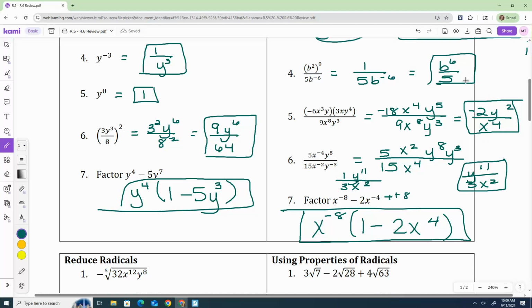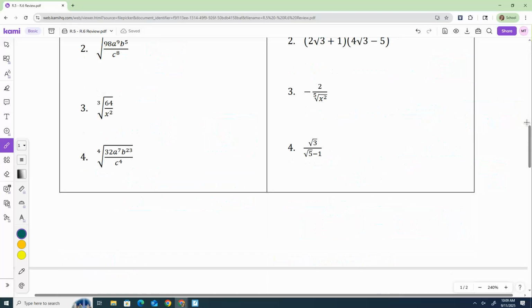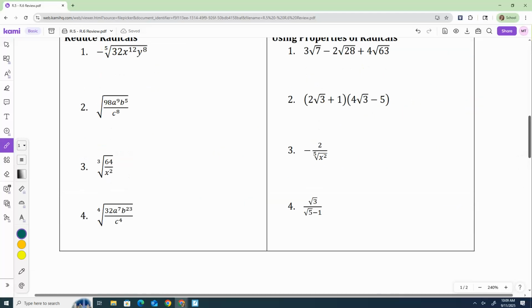Alright, let's go to the second half. So more radicals. That's what we spent the last 2 days working on. So remember, when we are reducing our radicals, as long as it's just a single term, we break down every number. So the 5th root of 32 is 2. It worked out evenly.